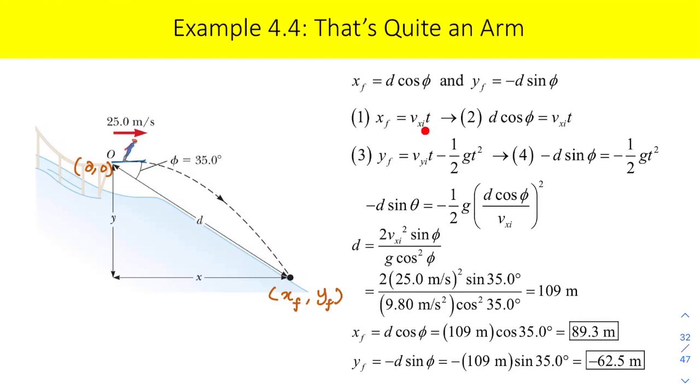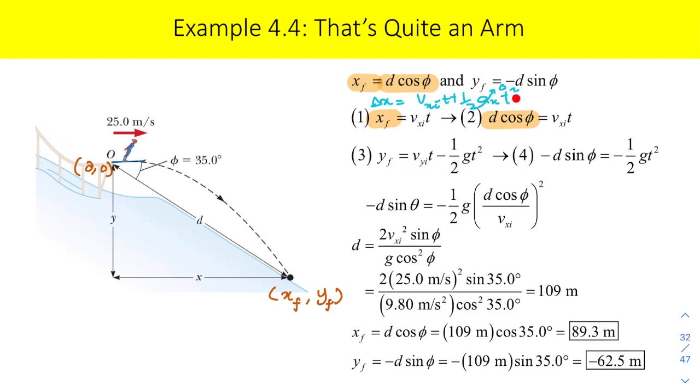Then x final is equivalent to this. Why is there no a? The original formula is delta x equivalent to vx initial t plus half ax t square, right? But ax is 0. That is why we are left with this. So you substitute the x here with this one, and you have the second equation.